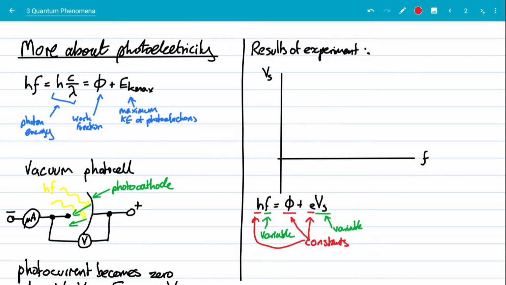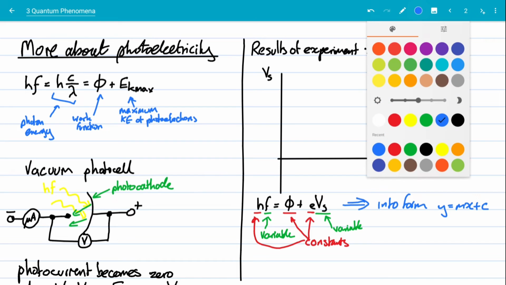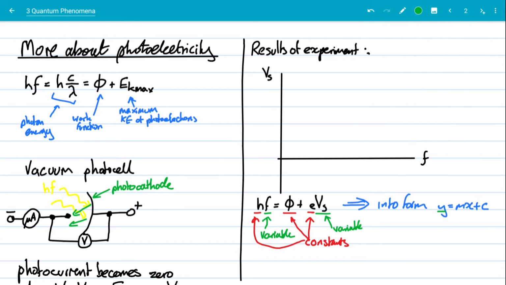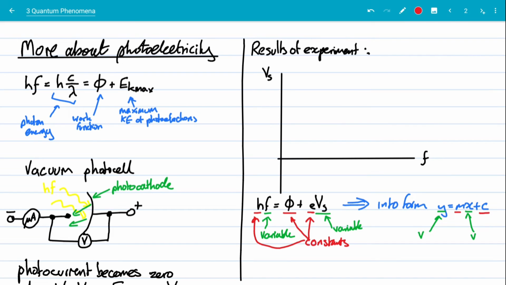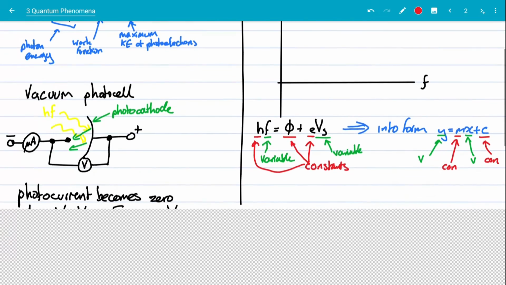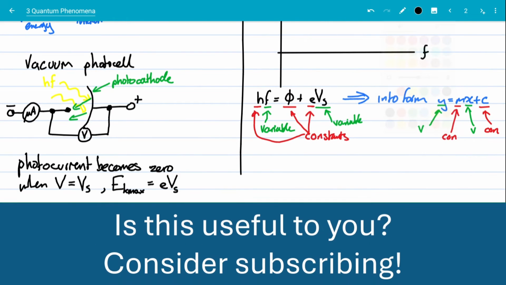Constants. And we need to get it into the form y equals mx plus c. Now the form y equals mx plus c is variable equals constant times variable plus constant. That's a variable. That's a variable. So these are our two constants. So we need to rearrange this equation to get it into that form.